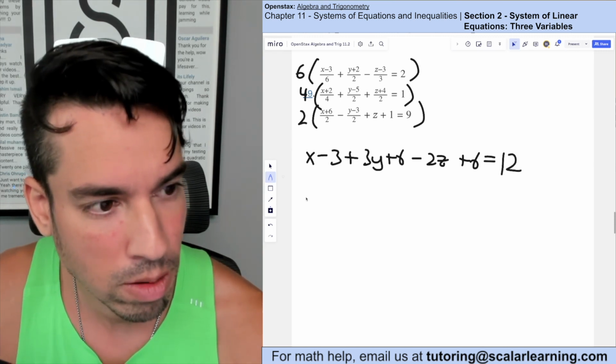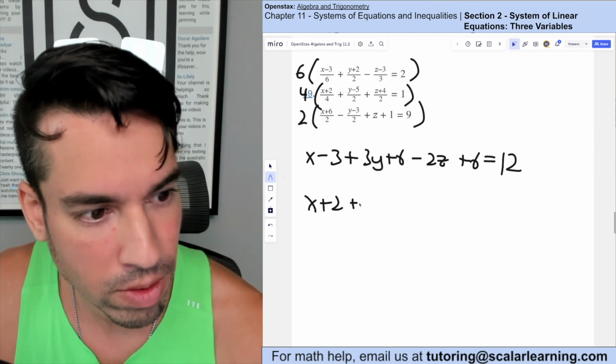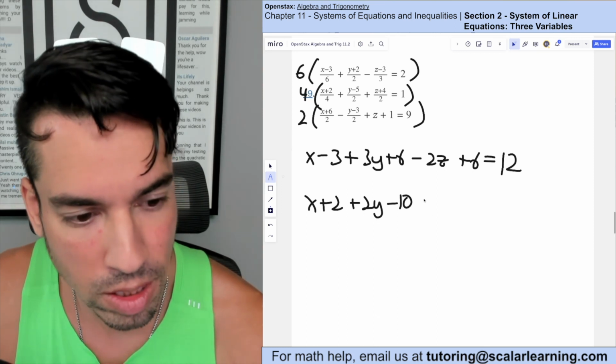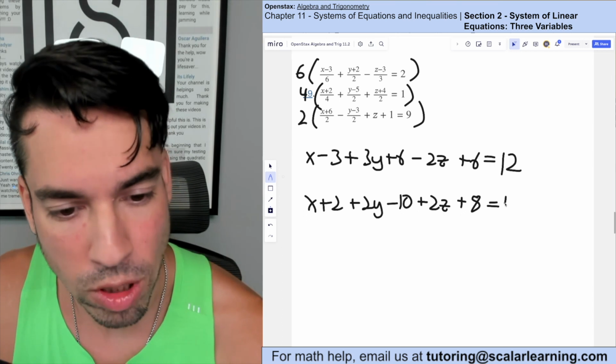This one becomes x plus 2. And then 4 divided by 2 is 2 times y minus 5 is 2y minus 10. And then 4 divided by 2 is 2 times z plus 4 is 2z plus 8 is equal to 4 times 1, which is 4.